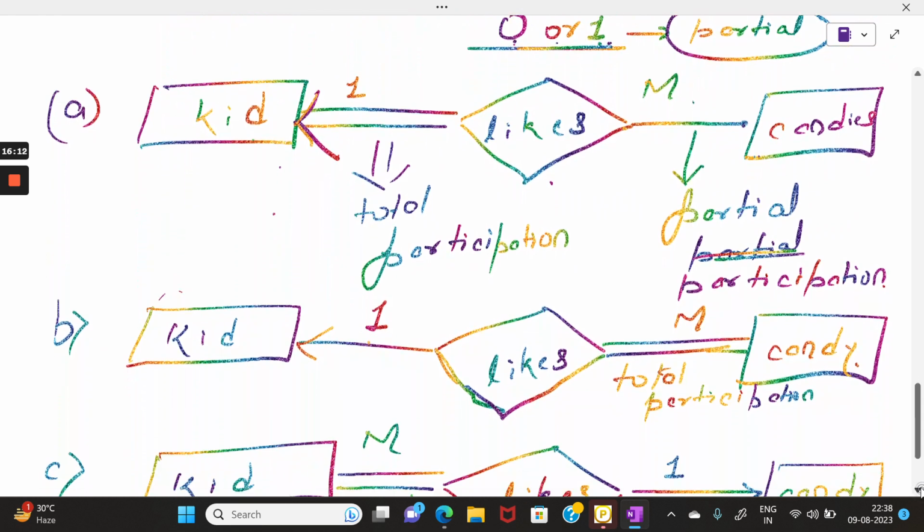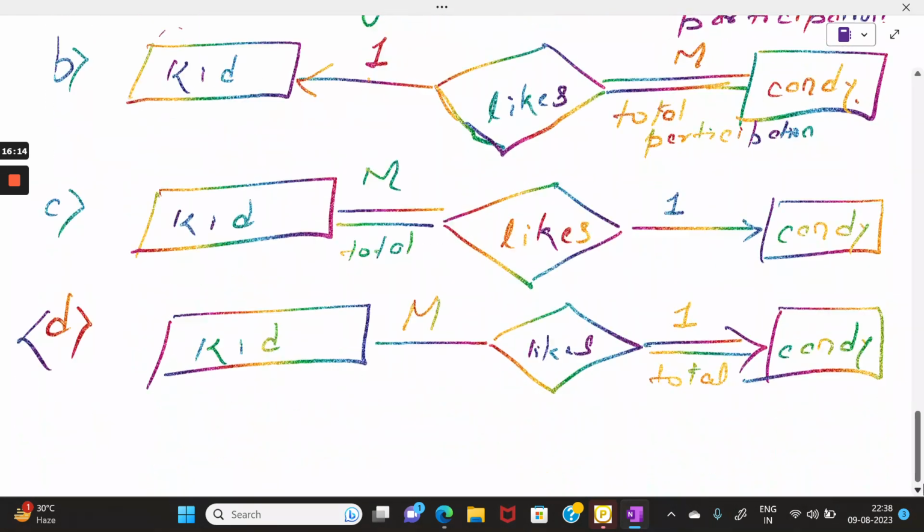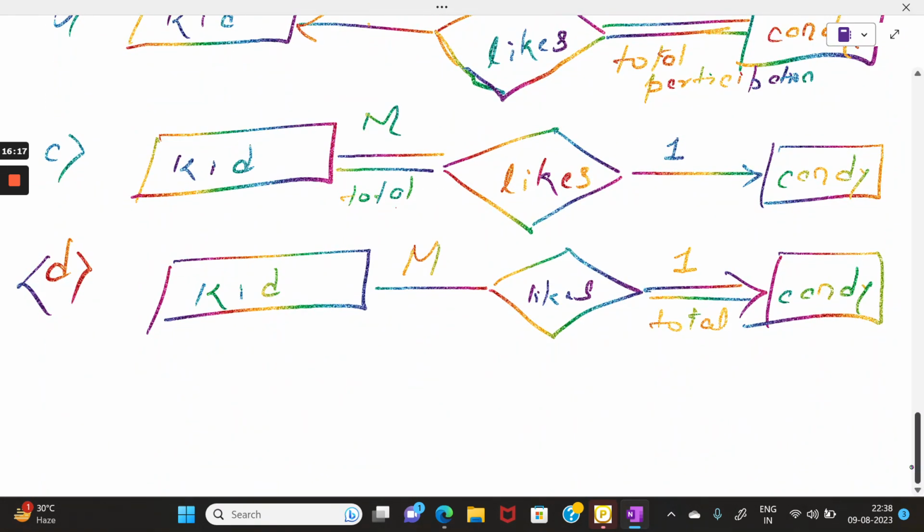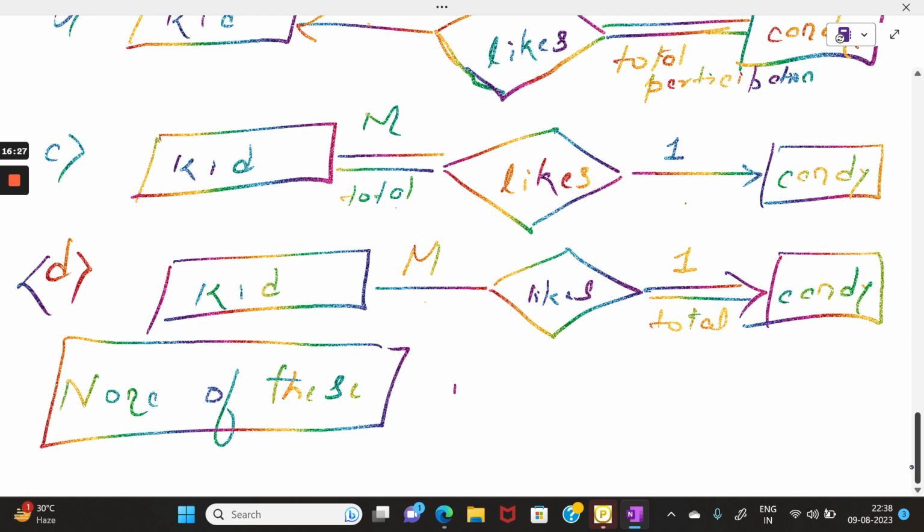So there is no option where we can have the partial participation. There is total, partial, total. So obviously it will be none of these for this question. Okay, this will be none of these for this question.